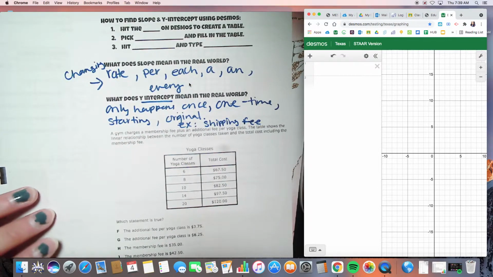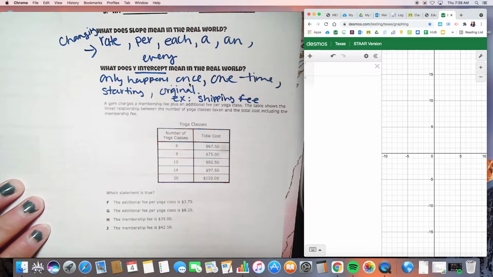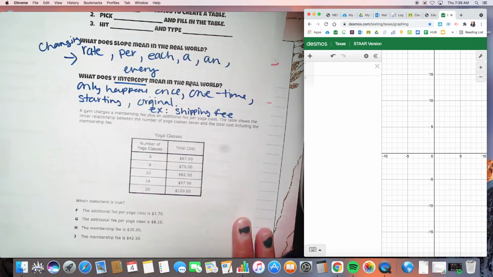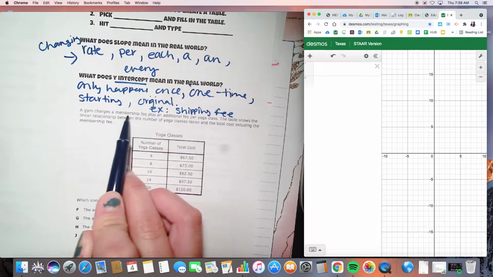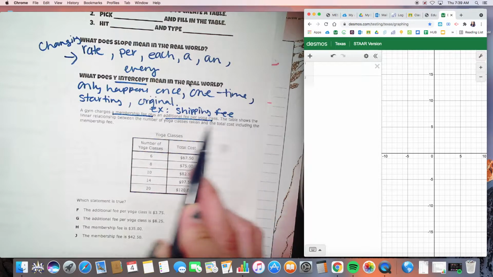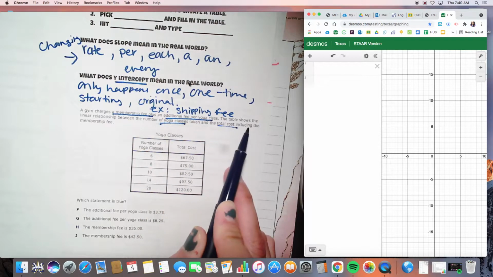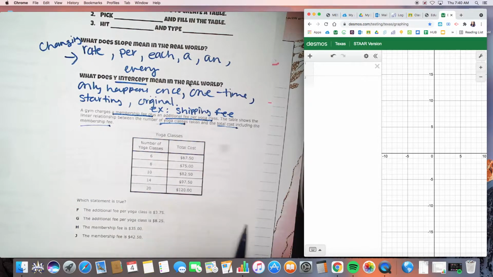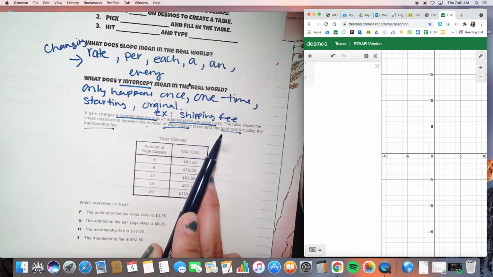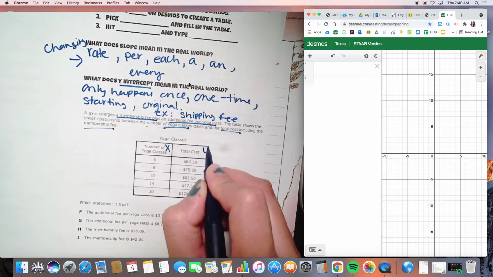So let's go ahead and read an example. This is actually a STAAR question, so this is very similar to what they're going to look like. The way I show my work is the way that you need to show your work. So let's go ahead and read the table. Read what it's saying. A gym charges a membership fee plus an additional fee per yoga class. The table shows the linear relationship between the number of yoga classes taken and the total cost, including the membership fee. Okay, so what it's saying is that the number of yoga classes will affect the total cost. So the number of yoga classes is X, and then the total cost is Y.